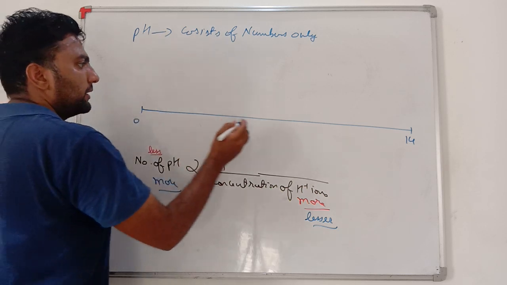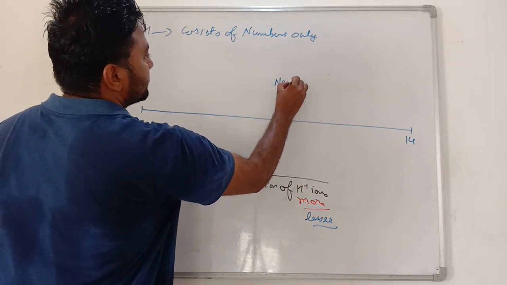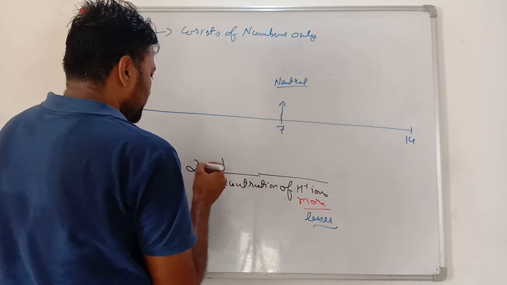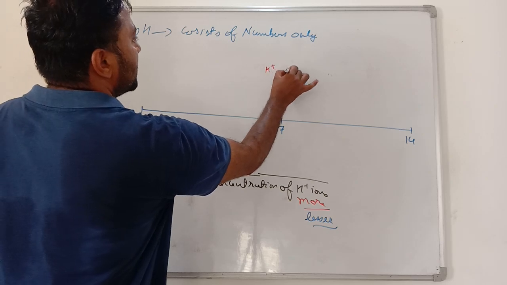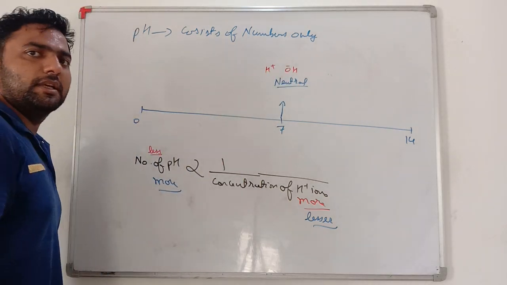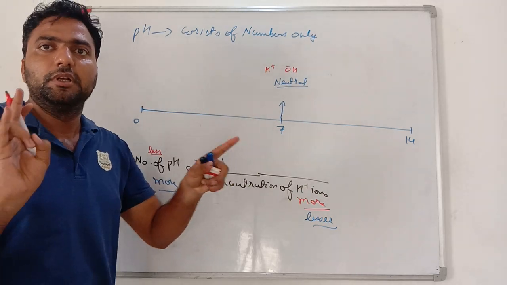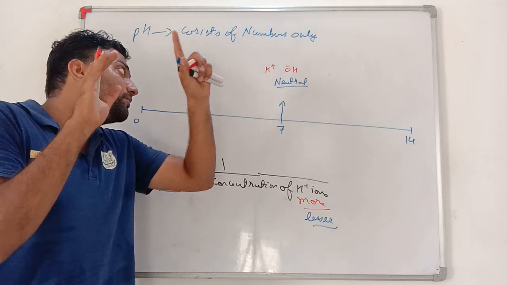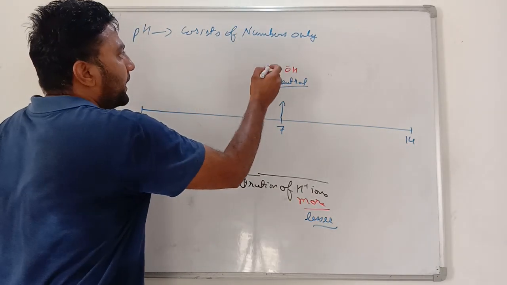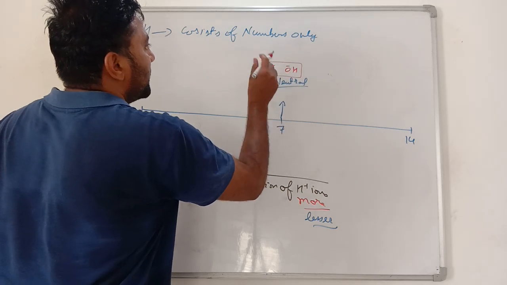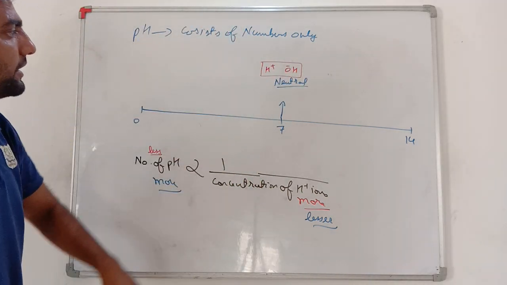Don't worry. Number 7 is neutral. That means it might have H plus ions, it might have OH minus ions, but the H plus ions and OH minus ions are the same in number. Very important. Even if both of these are not present, no effect. Even if they are present, here H plus ions and OH minus ions are the same in number. So it has pH 7.